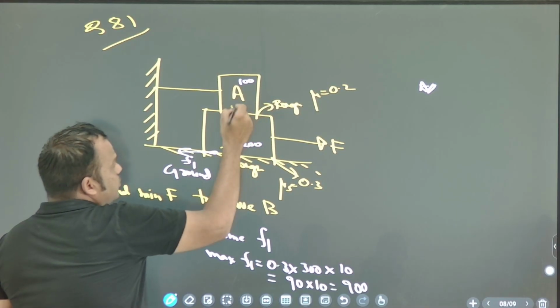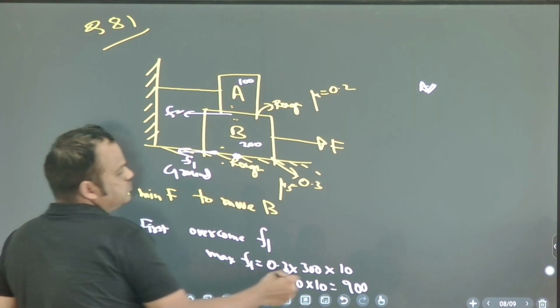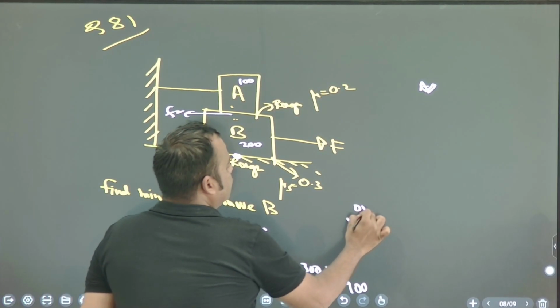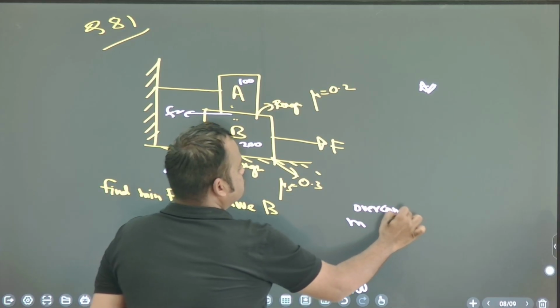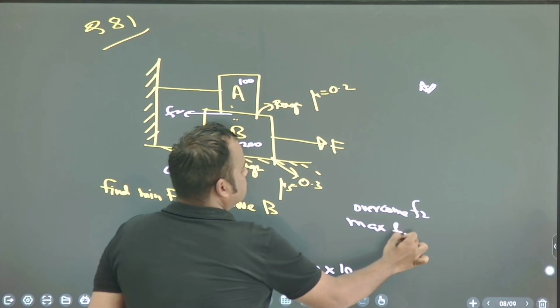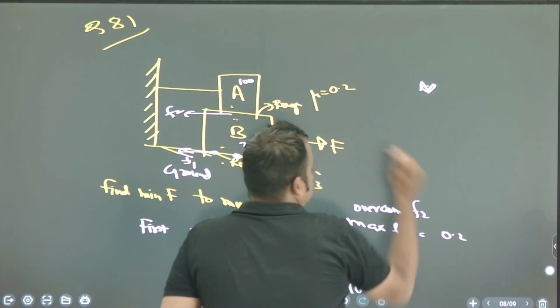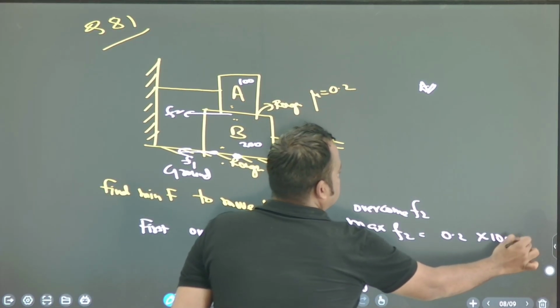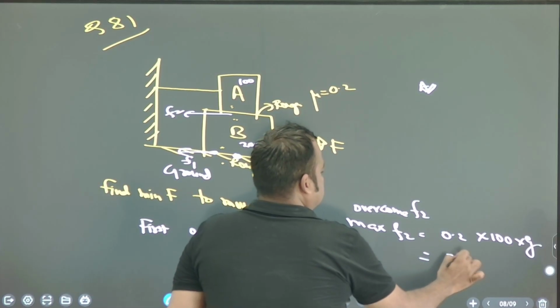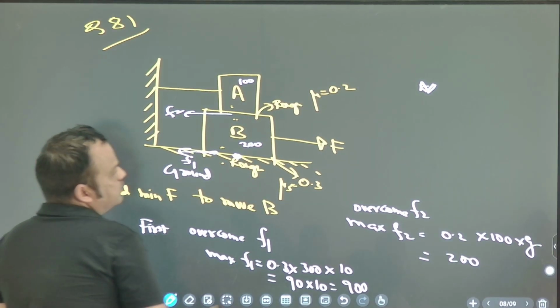Now friction will come from here also, F2. Now overcome F2. Tell me what is the maximum value of F2? Mu s, 1000, 200. So total is 1100.